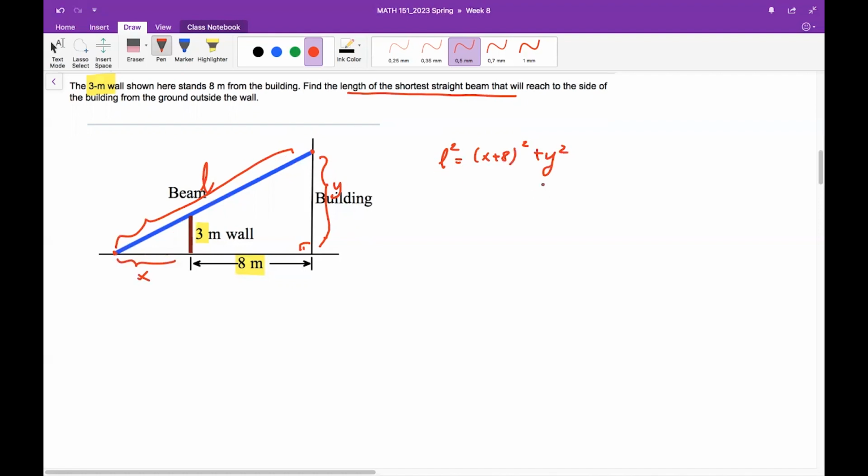Okay, we created a function for L, the length of the beam, but in this form, we cannot optimize it because it depends on two variables, right? So we need to eliminate one of the variables in terms of the other so that the function for the length of the beam, the L function, will depend on just a single variable. Only then you can take its first derivative and start your optimization. So how to express one of the variables here, x and y, in terms of the other? By using, of course, the similarity of triangles.